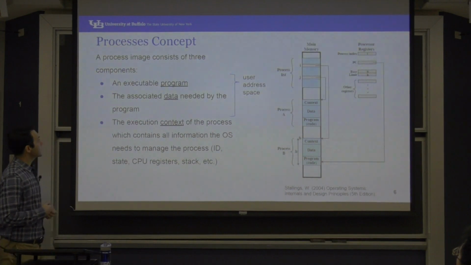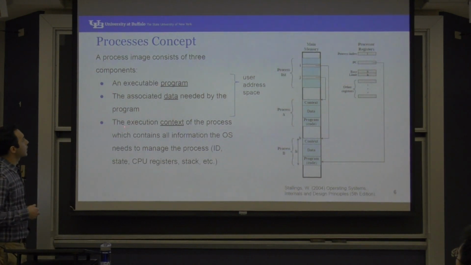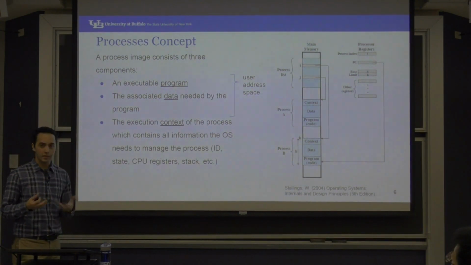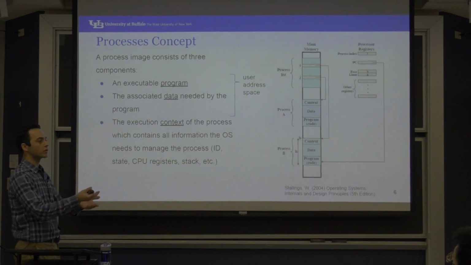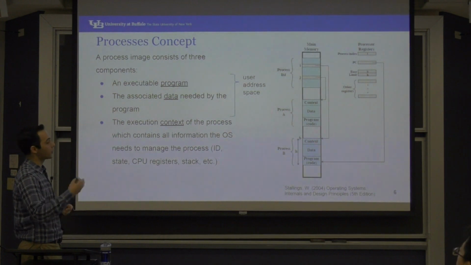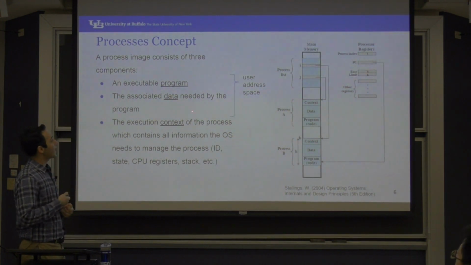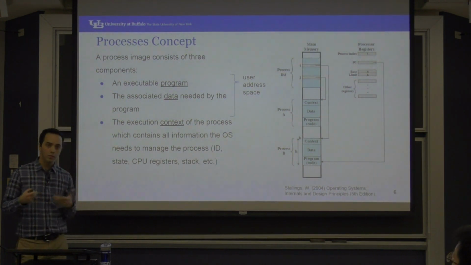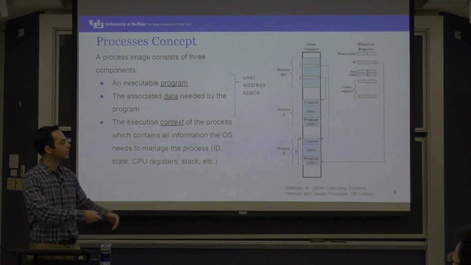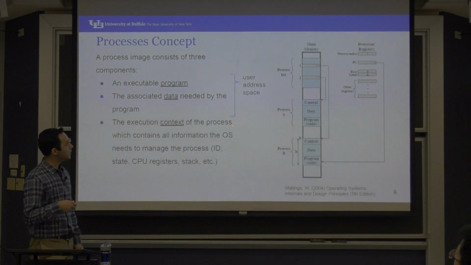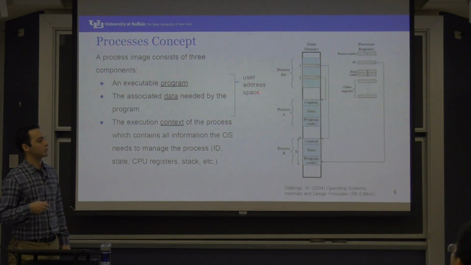So a process now has three parts. One is the executable program itself, which are the instructions, which again are meant to do or satisfy a purpose. And associated data needed by the program. Obviously, for making the pasta, you need ingredients, whatever. And these are in the user address space.